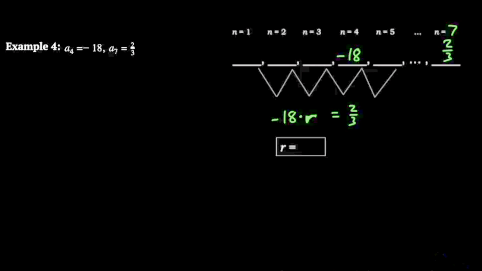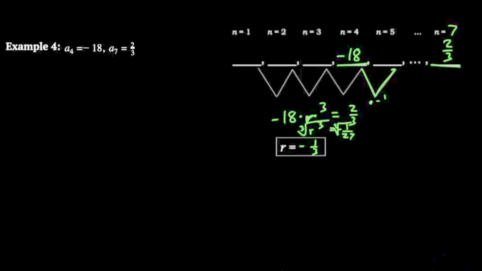And how many times would I have to multiply by that r value? Well, to get from the 4th term to the 7th term, I'd have to go up to the 5th term, the 6th term, and then the 7th term. So I'd have to make 1, 2, 3 hops. So I'm going to multiply by r 3 times. So if you just divide out that negative 18, you'd actually get r equals negative 1 over 27. And then you'd have to take the cube root of both sides. And then you get r equals negative 1/3. So that just means I'm going to multiply by this negative 1/3 over and over again. Let's just see if that works.